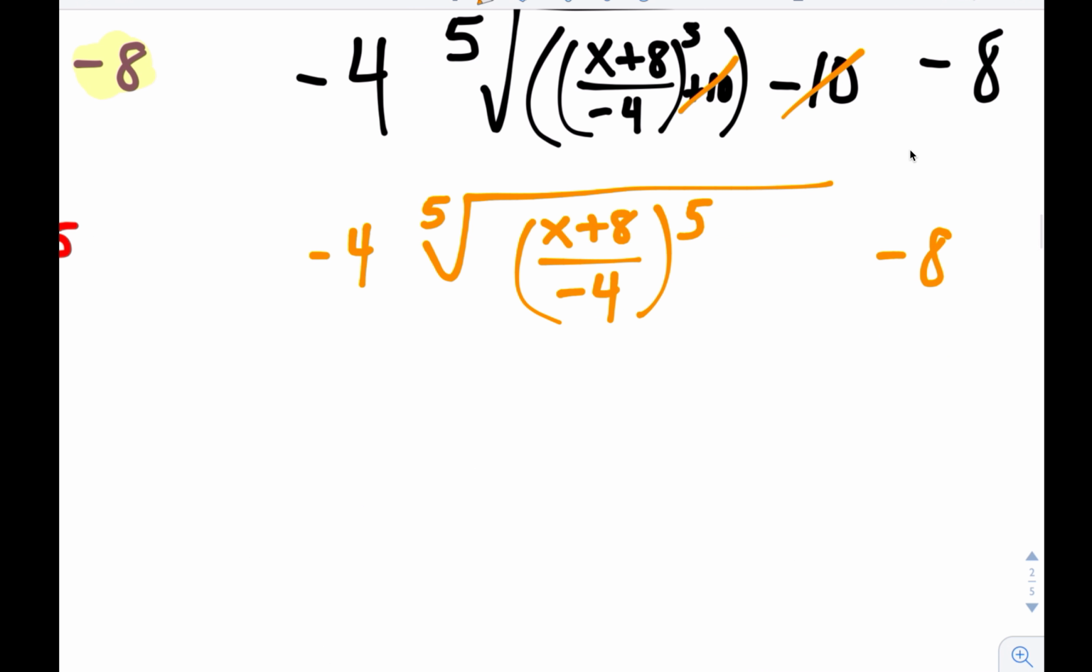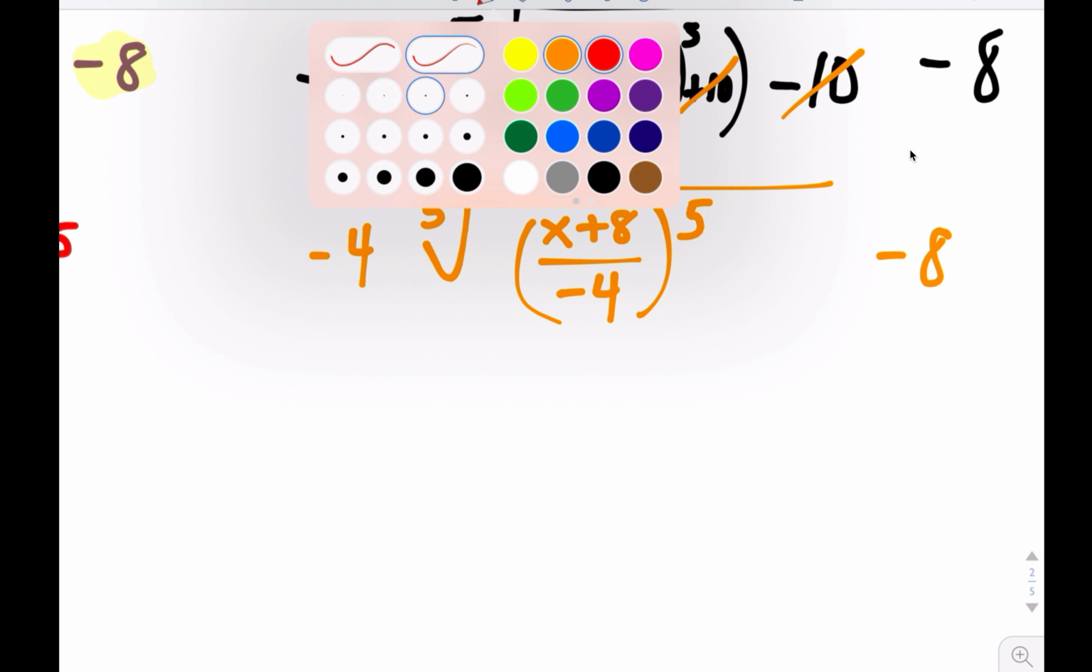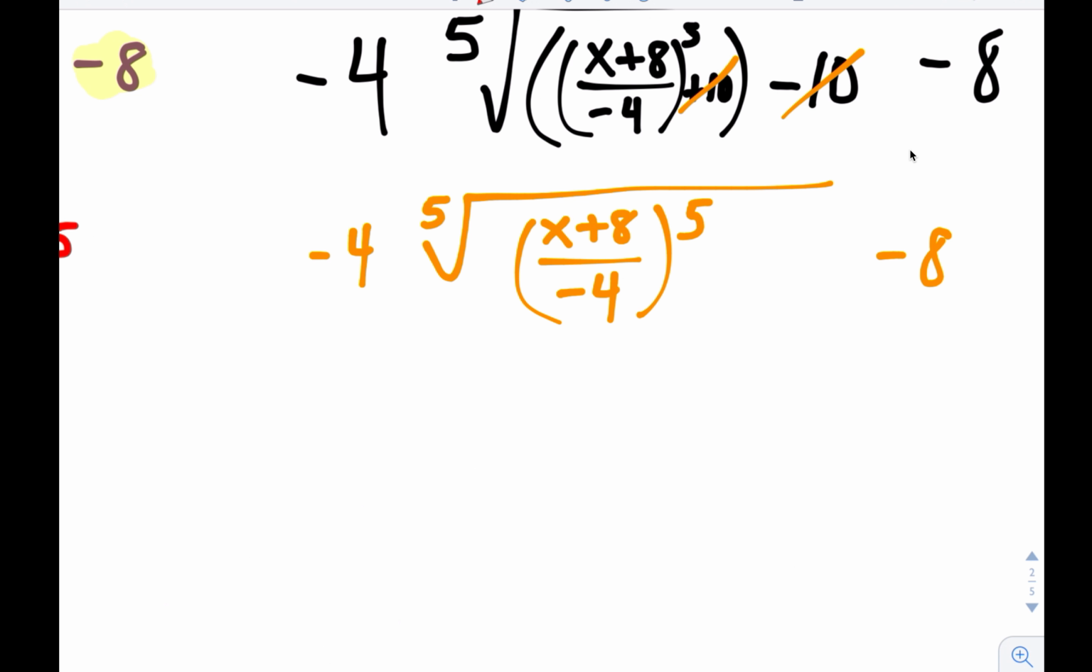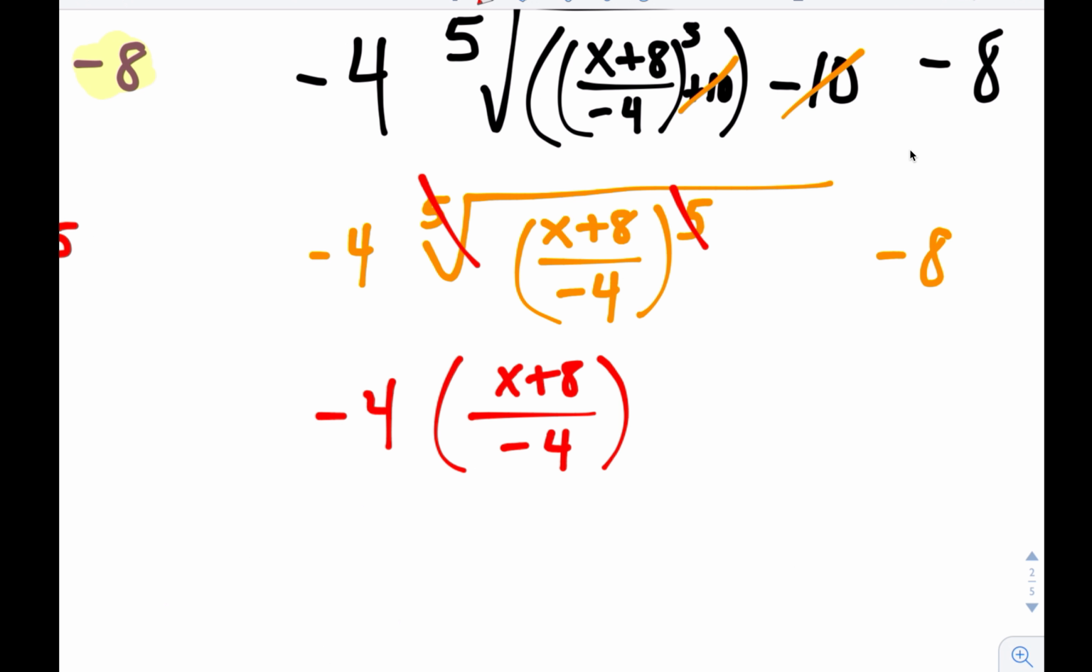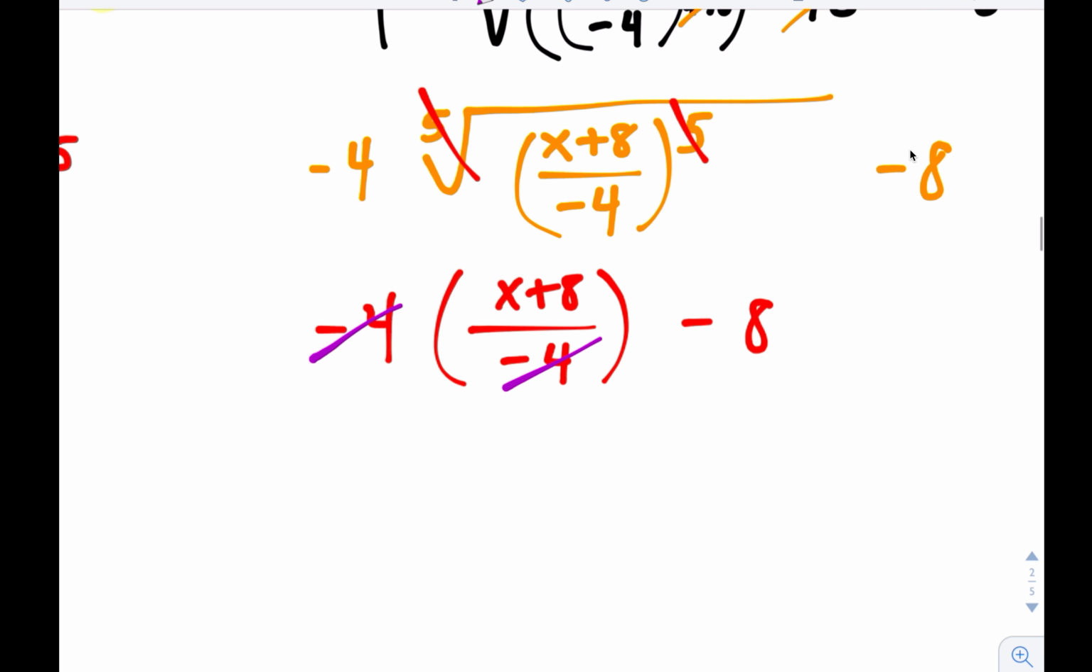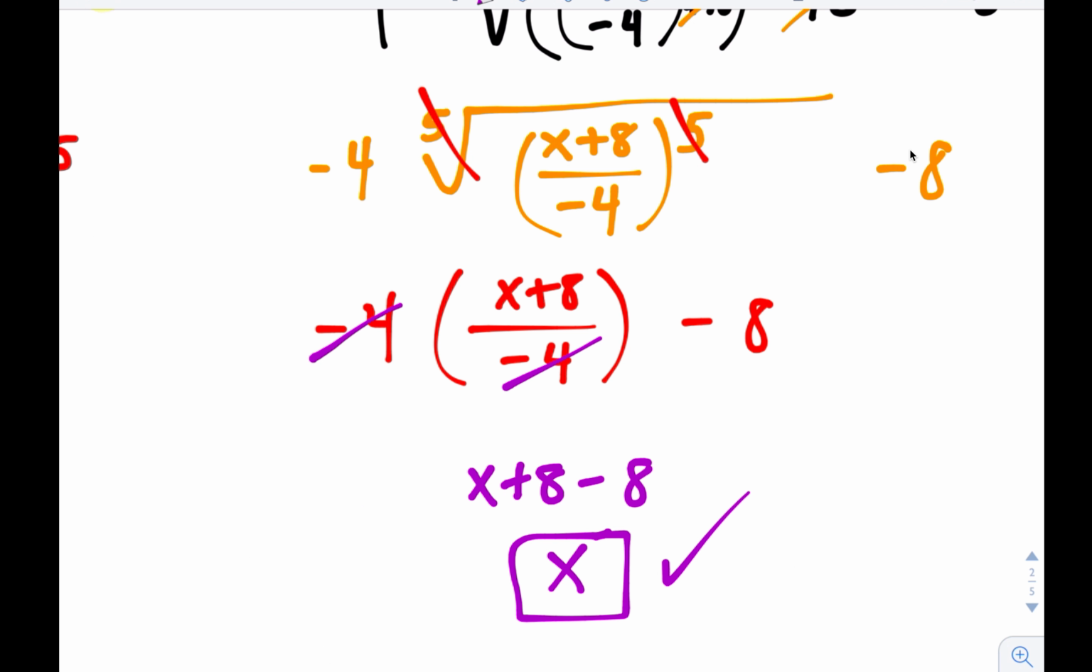Okay, so the next thing that I can get rid of is if I'm taking the fifth root of something raised to the 5th power, they're going to cancel. So now I got negative 4 times x plus 8 over negative 4 minus 8. Okay, the next thing I can get rid of is these negative 4's, right, when you multiply. So now I got x plus 8 minus 8, and that obviously is going to give me 1x. All right, so that tells me that I got the right function.